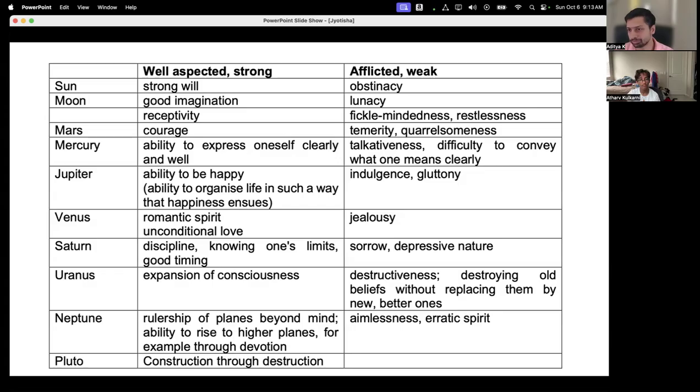Bruhaspati or Jupiter. What was the other name for Guru? Guru. Sorry, Guru is the other name for Jupiter. Guru gives guidance in life. I spoke about this in my last class. The person that you trust the most in life, right? The person who you go to when you have a problem.